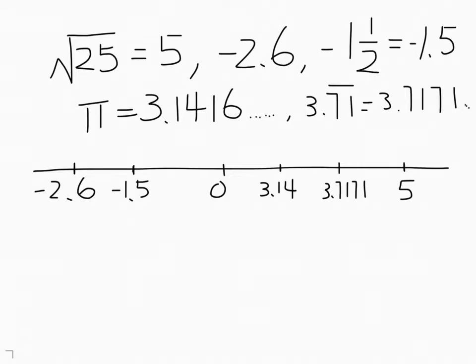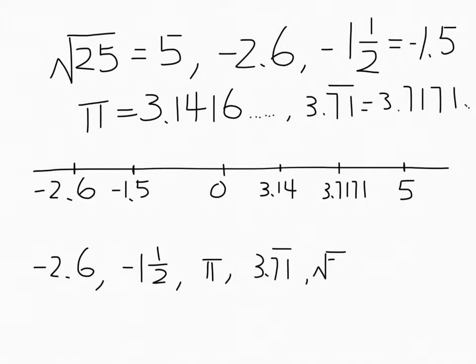So how do I write my answers? I'm going to write back what I'm given. So we have negative 2.6, followed by negative 1.5, then pi, 3.71 without ending, and the last one will be square root of 25. This way, I can put them in order.